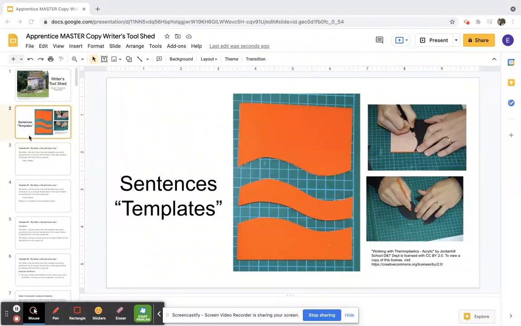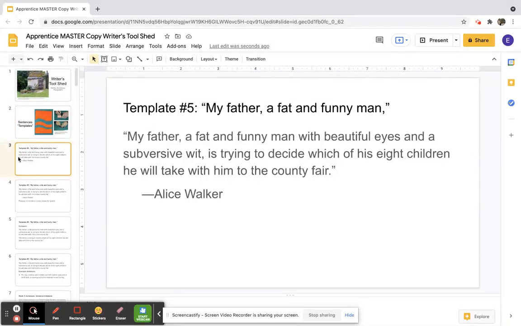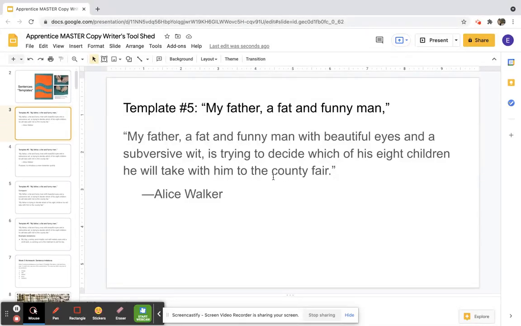Hello, writers. We're looking at our sentence templates today after our 5 new words. Template number 5. My father, a fat and funny man with beautiful eyes and a subversive wit, is trying to decide which of his 8 children he will take with him to the county fair.